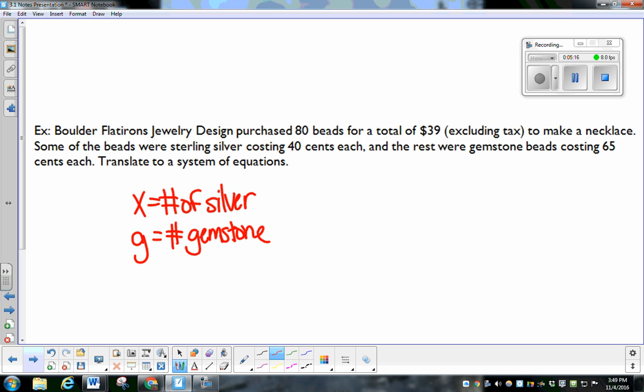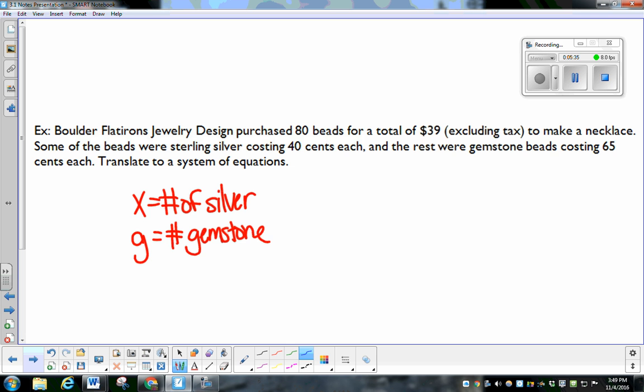Now notice that I wrote number on each of those. That's really important because you can't just say X equals silver beads. I don't know if it means how many silver beads, or how much they cost, or how beautiful they are. So you need to tell me exactly what that variable represents.